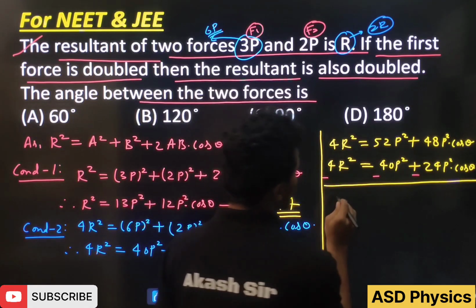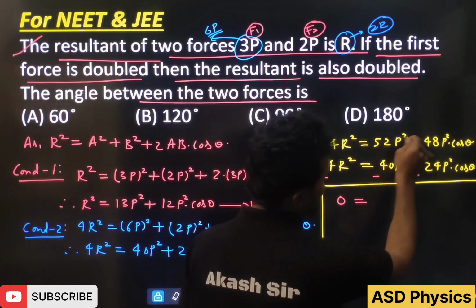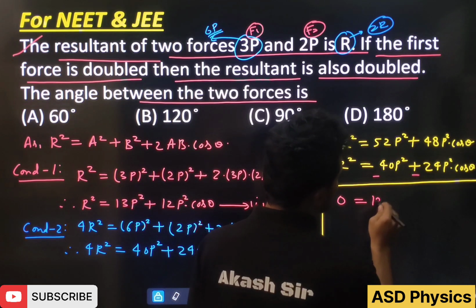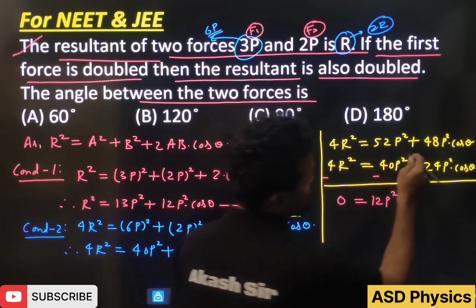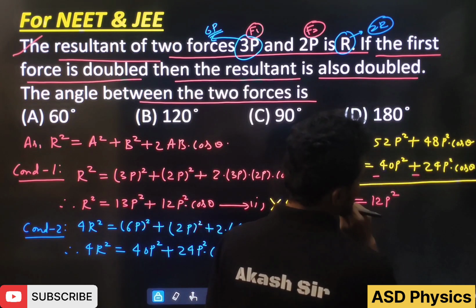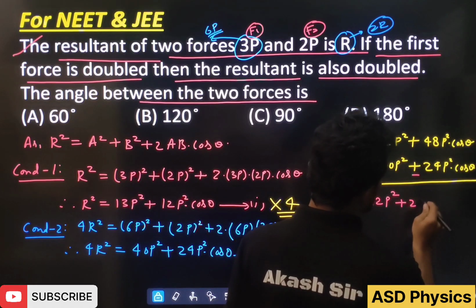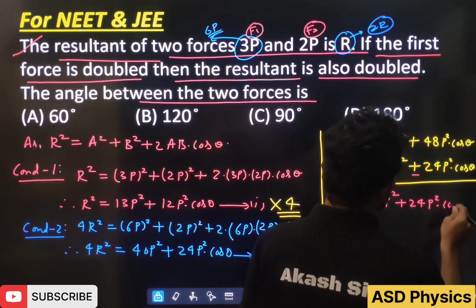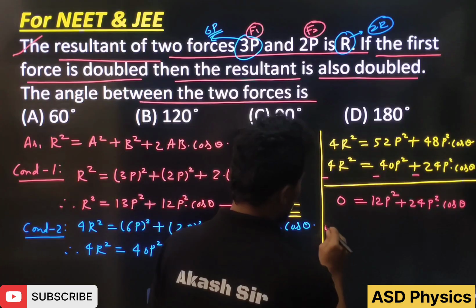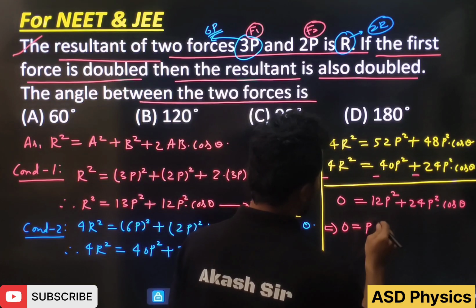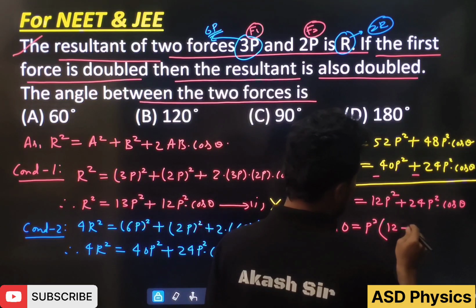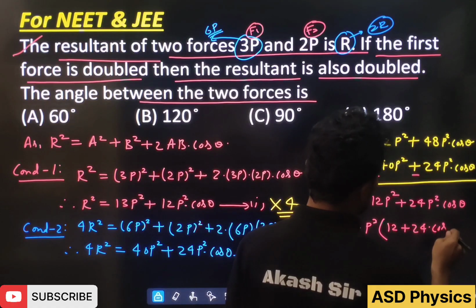So what will happen here? 4R square minus 4R square, 0. 52P square minus 40P square, what will come here? 12P square. Again, plus 48P square minus 24P square, what will become here? Again, plus 24P square cos theta. Now again here, 0 equals, P square is common, so 12 plus 24 cos theta.